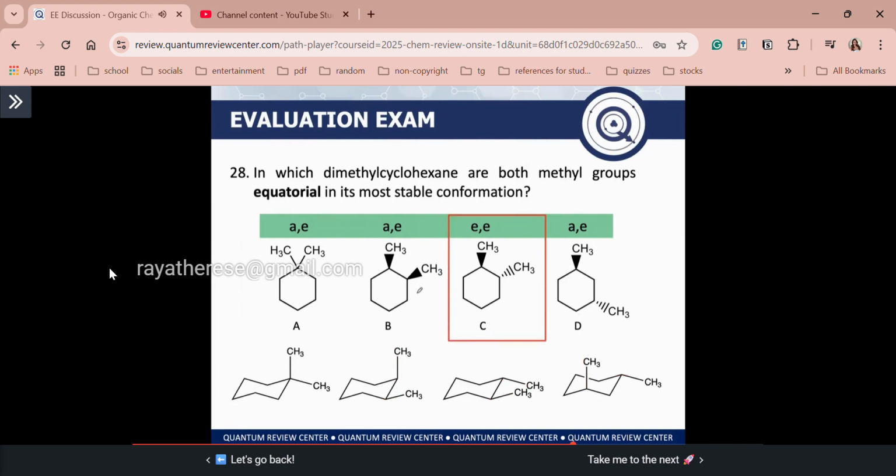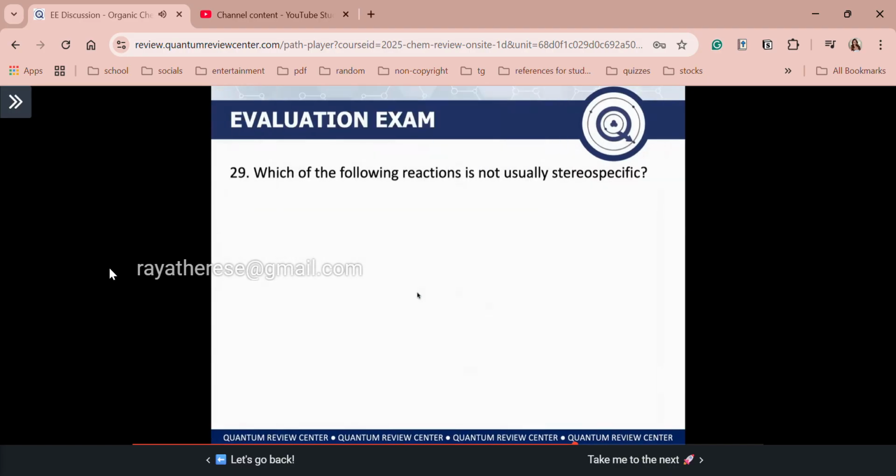At this point, you should be very knowledgeable in converting line angle structural formulas to their corresponding chair conformation. Okay, 29. Which of the following reactions is not usually stereospecific? A. Free radical substitution. B. SN1. C. E2. or D. Hydrogenation with hydrogen and palladium catalyst.